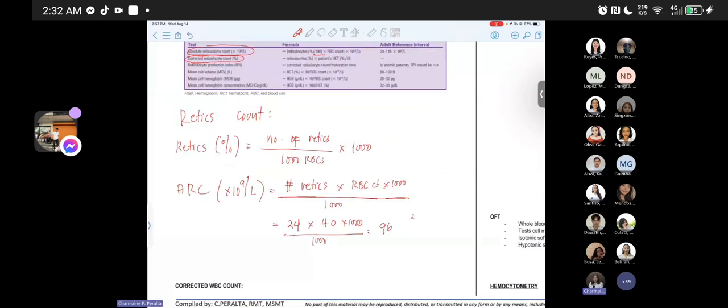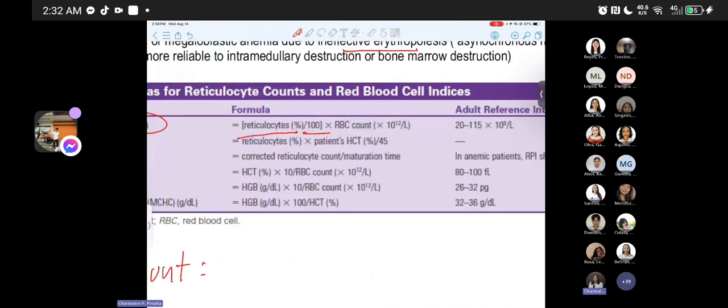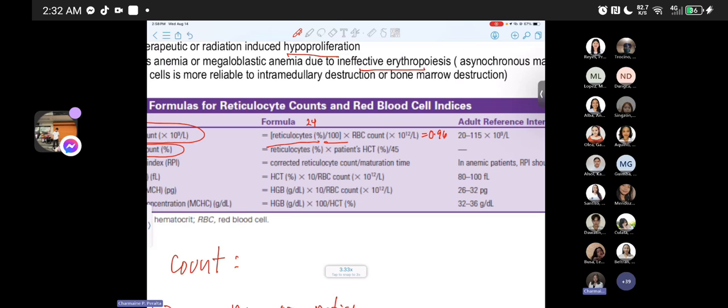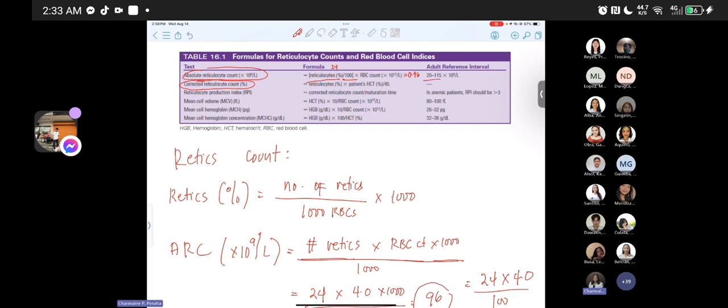Yung isang formula is reticulocytes 24 times 4.0 divided by 100. 24 divided by 100 times 4.0. 0.96. Kasi kung ito yung susundin, reticulocytes in percent. So, kunyari, ang reticulocytes ay 24 divided by 100. So, 0.24 times RBC count, 4.0. So, ang lumalabas kasi dito, 0.96. Mas gusto ko yung sa akin. Ito kasi saktong 96 na yung i-release niya. So, ang reference range for ARC is 20 to 115.